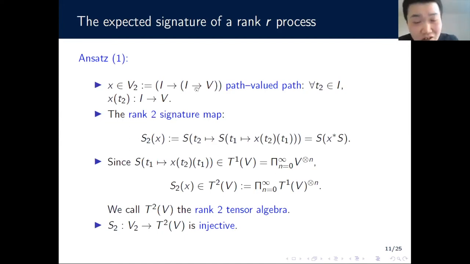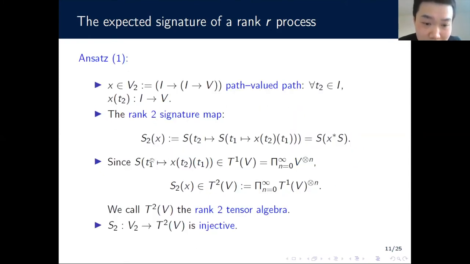Of course, you may think that this path space is a Banach space, so you can directly define the signature mapping for X. However, here we provide another approach. First, for every fixed t2, X(t2) is a path, so we can compute its signature, right? Then we obtain a tensor algebra valued path, which allows us to compute the signature again to get the rank 2 signature map S2. It can also be written in this abstract way: it's equal to the signature map of the pullback of the signature map under the mapping X.